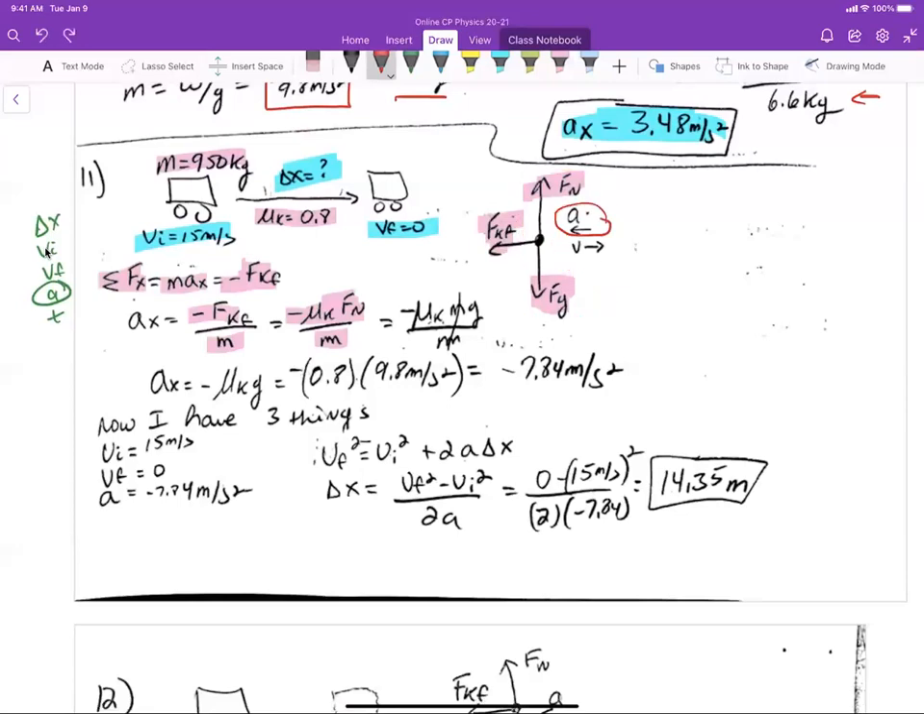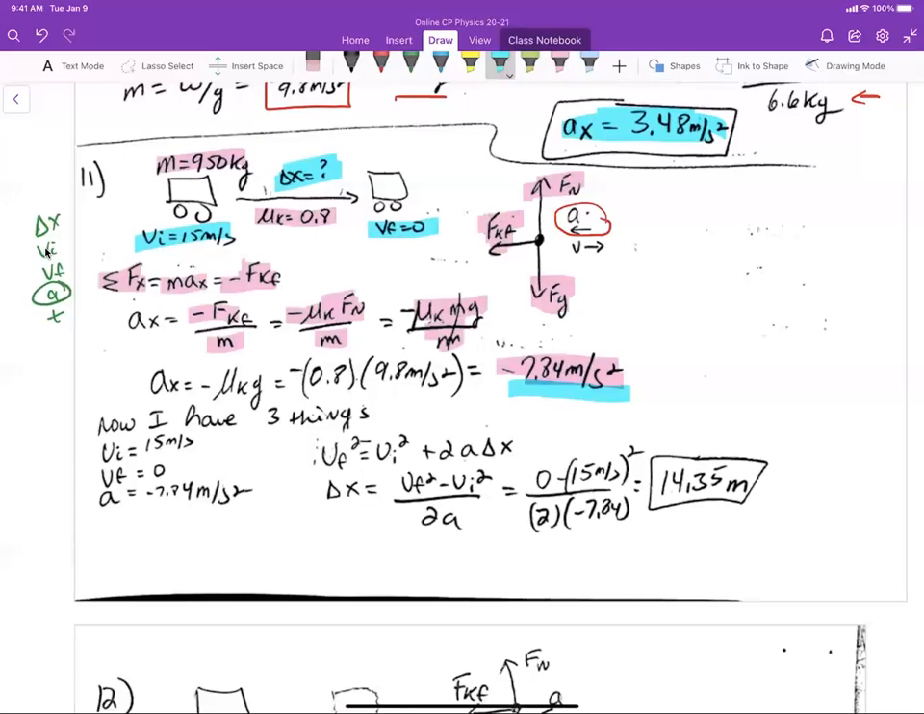So we plug in the force of gravity for force normal, which is mass times acceleration due to gravity. Notice my mass cancels, and my acceleration is essentially the negative mu k times acceleration due to gravity, and I get a value of negative 7.484 meters per second squared. This becomes my third variable.